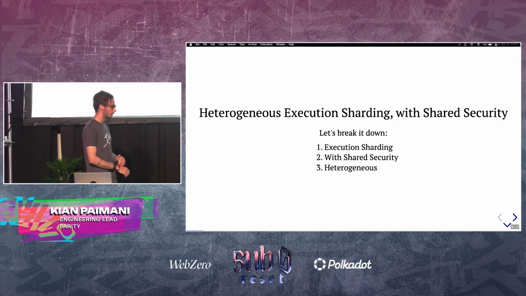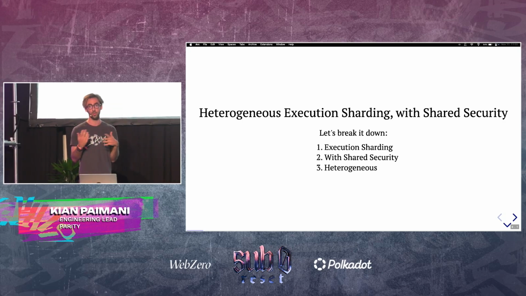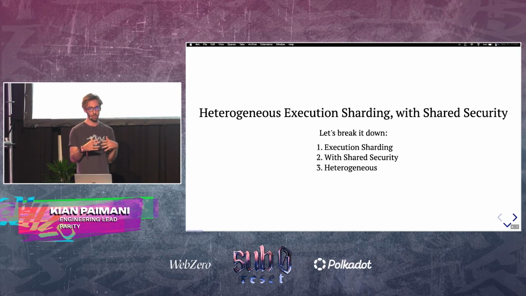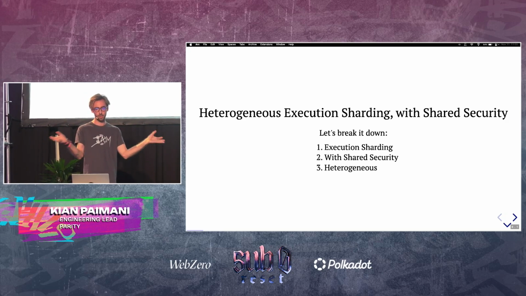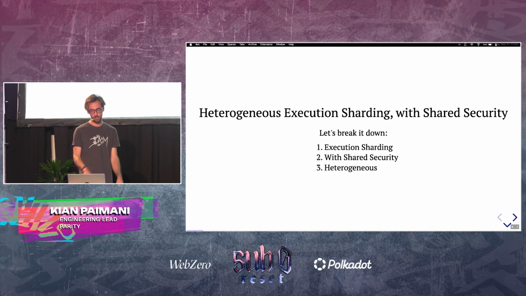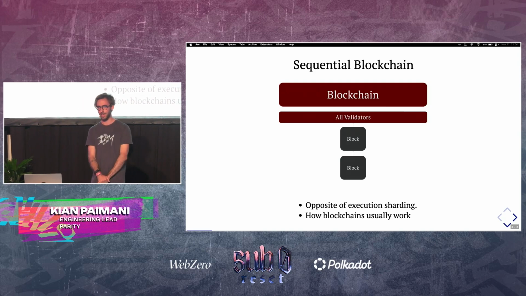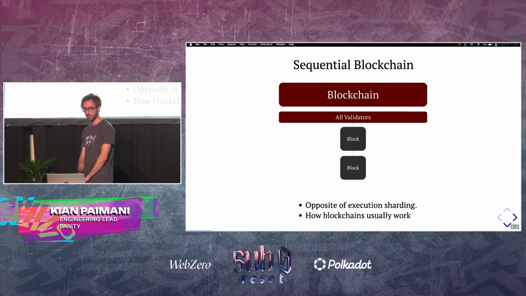So this is what blockchains wanted to do for a long time, execution sharding. Ethereum wanted to become a blockchain that has 64 shards, and they would all execute EVM contracts, and they would all come to some kind of settlement on a base layer. Let's first start with what is a non-sharded blockchain. So I call this a sequential blockchain.